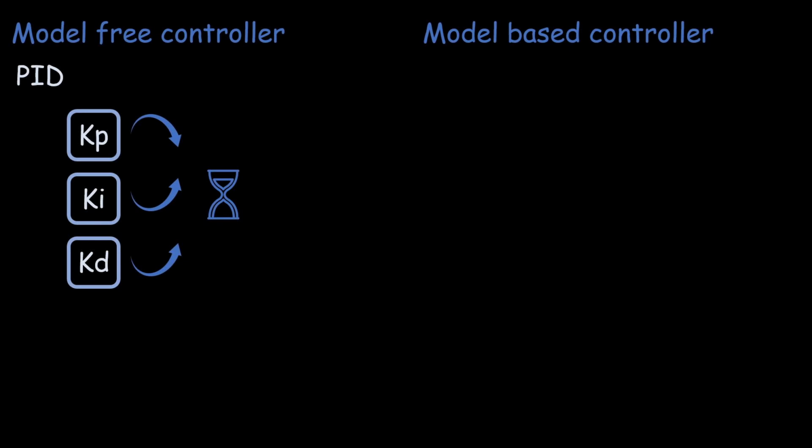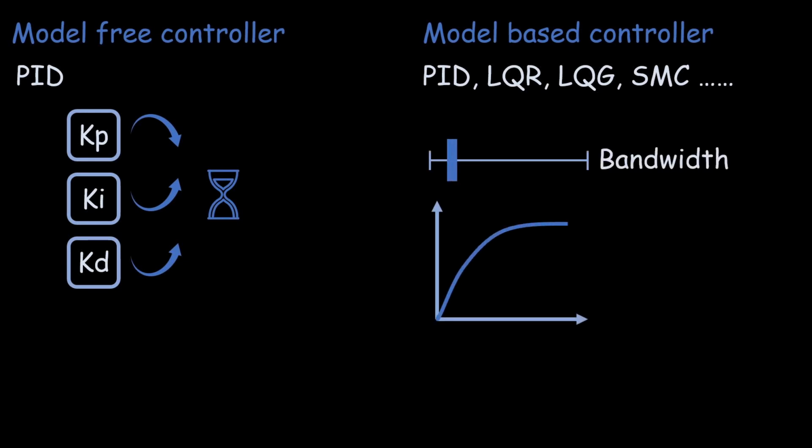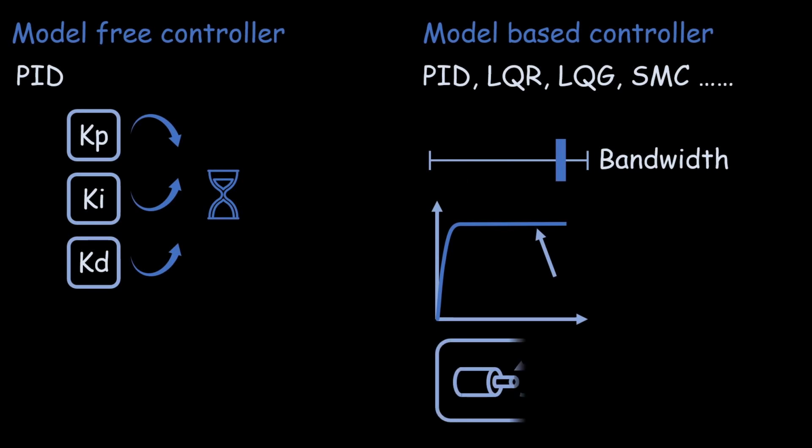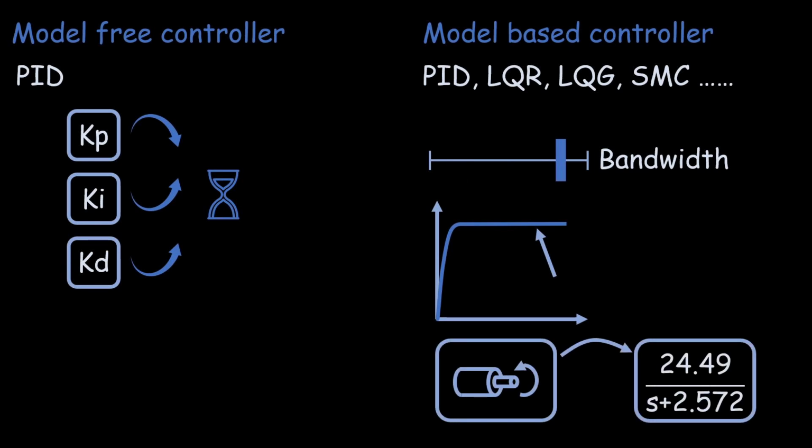There are many types of model-based controllers, such as PID, LQR, LQG, and sliding mode control, which reach the desired response by adjusting bandwidth or weighting. The advantages are reducing the difficulty of parameter tuning and allowing for the simulation of potential response. The drawback is that it requires a system model and parameters, meaning that system identification must be done. The above points are mentioned in most tutorial videos.